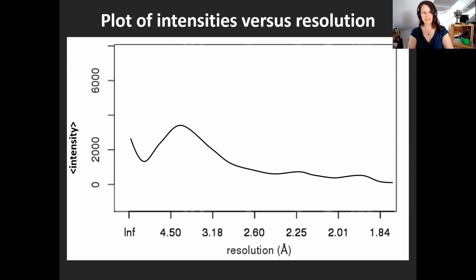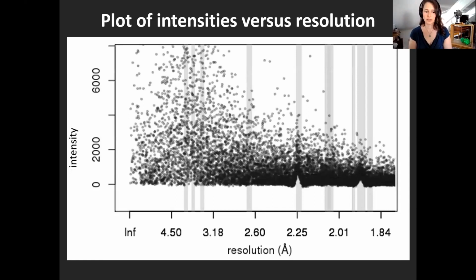Another problem are the data. So we look at data, for example, as average intensity versus resolution. This is called a Wilson plot. It typically looks like this. But if you do an individual point for each reflection, the picture changes. And what you can get looks like this. And as you see, this has 2 spikes, by the way.